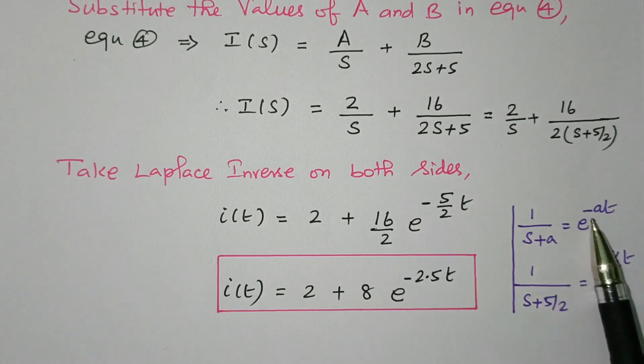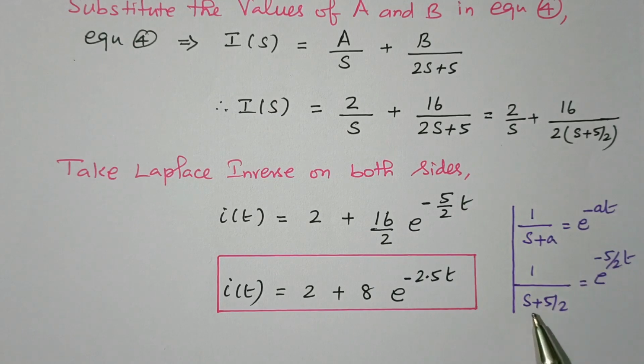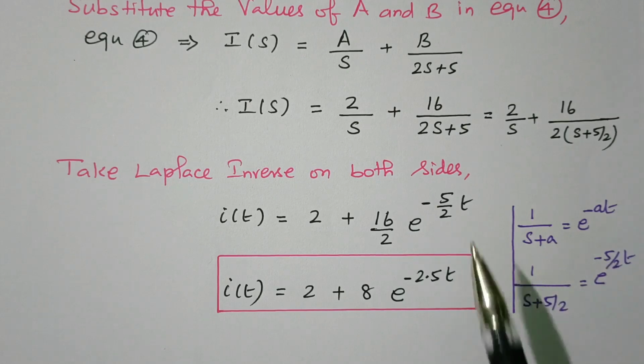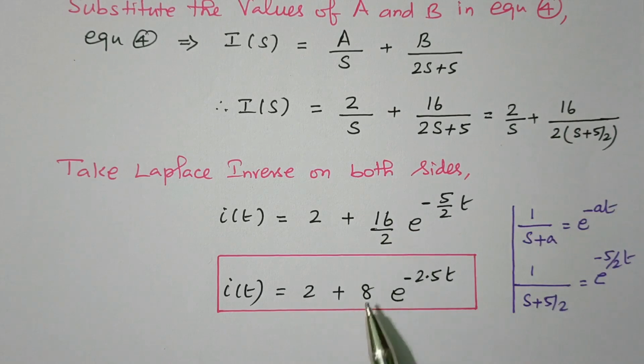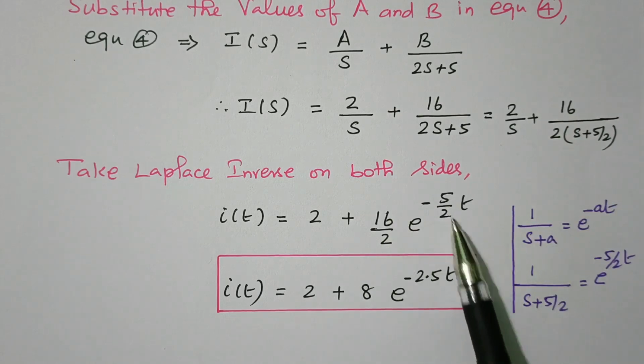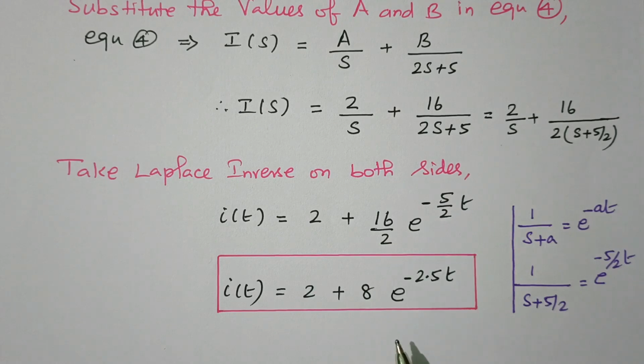Here plus means minus, here minus means plus. Right? So based on that, 1 divided by S plus 5 by 2 is written as e power minus 5 by 2. 16 by 2 is already available, a constant. So 2 plus 16 by 2 is 8. E power minus 5 by 2 is minus 2.5 T. So this is the final circuit current in terms of T: 2 plus 8 e power minus 2.5 T. Right? In order to bring this term to S plus A, we are taking this 2 outside. So by comparing these two, we can easily write this.